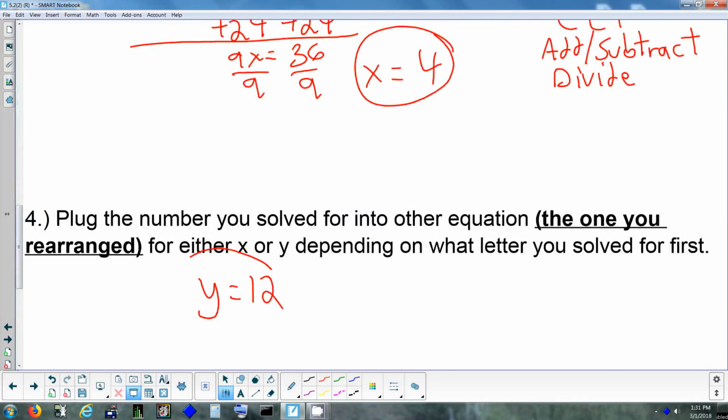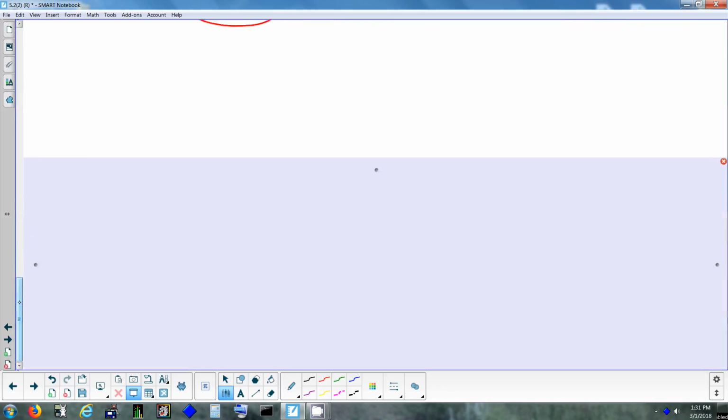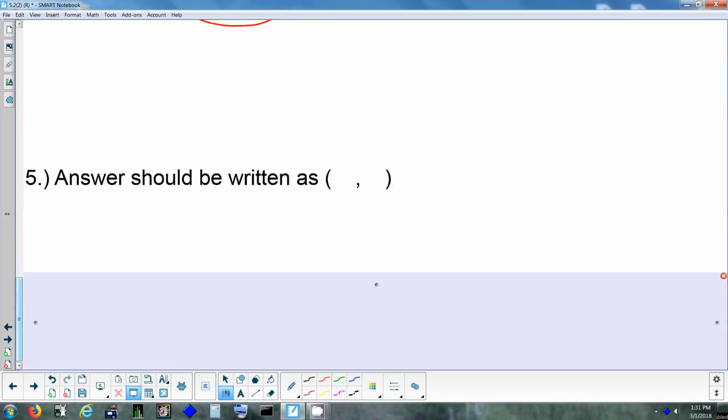Alright, so we're almost done. One more thing. We have both our answers. What do we have to make sure we do? Put them in coordinate form, right? So let's scroll down. Answers should be written in parentheses as coordinates. So for this particular example, what would I write? What was X again? 4. Am I right, guys? 4, comma 12 in the parentheses.